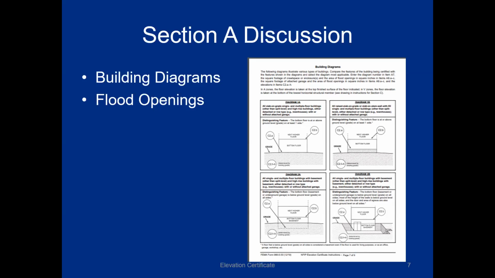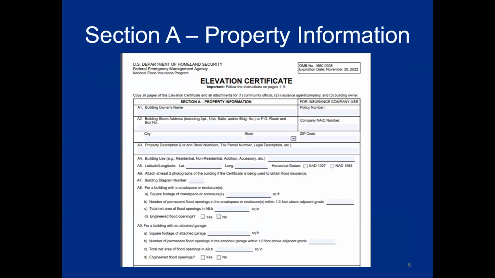They should be corrected. And again, for the purpose of the Community Rating System, when they're submitted to ISO, you want to make sure that those are correct because it can be a problem for the community and their continued participation in the CRS if there are problems with the elevation certificates. So I'm going to go over all of the building diagrams, and Section A also documents flood openings. Of course, the rest of Section A documents the property information, where is the property located, and things like that. I will get into that a little bit also.